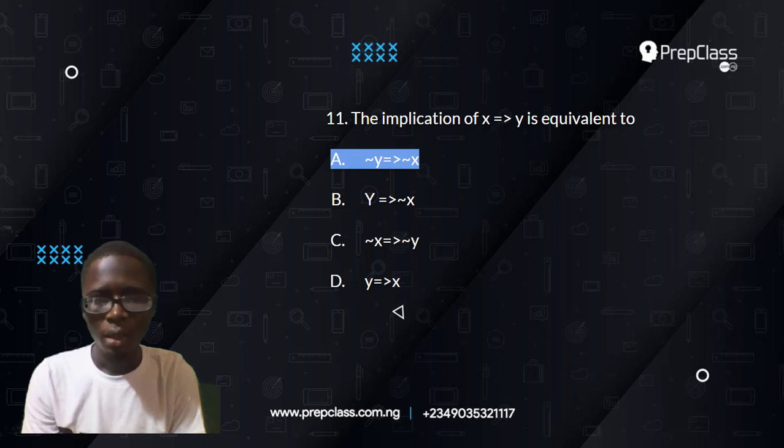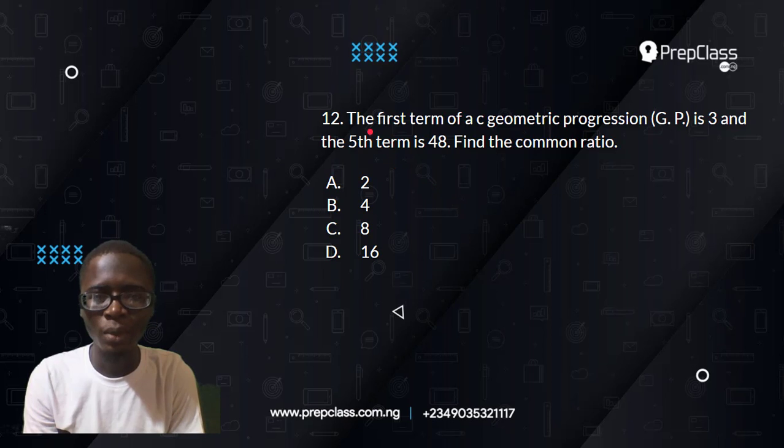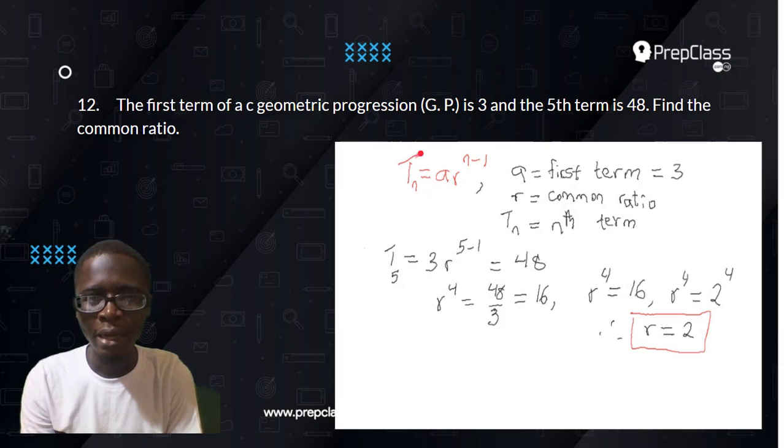So, proceeding to the next question, we have a sequence and series question here, and it says the first term of a geometric progression, a GP, is 3, and the fifth term is 48. Find the common ratio. So here we have a common ratio to look out for, given the first term and the fifth term. So what we need to do is to take note of the general term for calculating an nth term of a GP, a geometric progression.